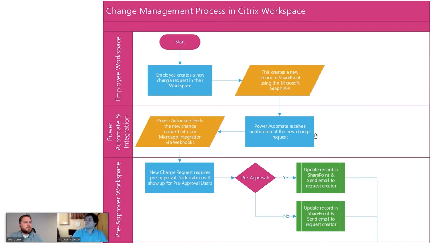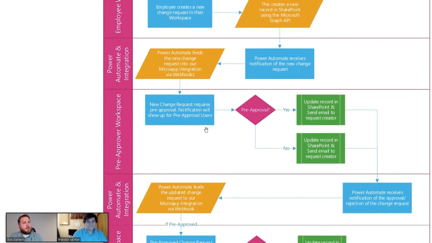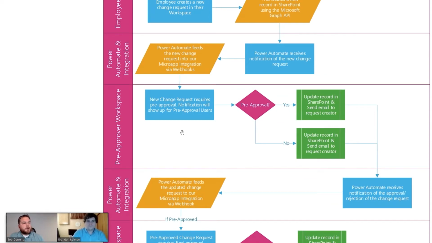Moving on down, Power Automate receives notification of this change request and feeds that updated data into our Microapp integration via webhooks. And as soon as there is a new change request, it is now going to go into the approval process. So we have a multi-approval workflow that we're creating here for this change request. It could be used for much more than just change requests as well. It doesn't have to be a change request process, but in this case, it's just a multi-approval workflow.